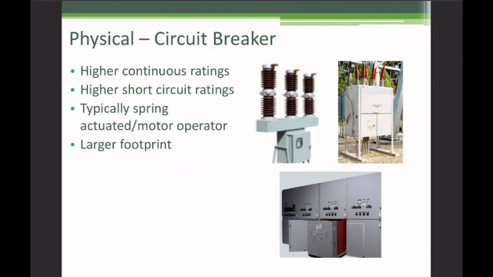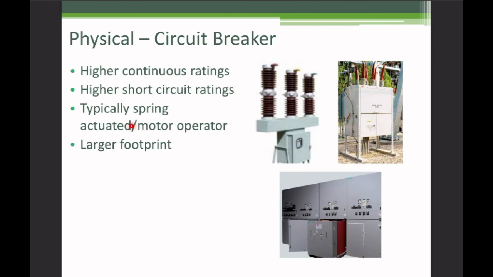In terms of your physical construction, they're pretty big, right? So there's an external pad style one. This is one that slots into a piece of switchgear. These things are typically motor actuated, unless it's a vacuum breaker, and you tend not to see a lot of vacuum breakers, they're still fairly rare and expensive.